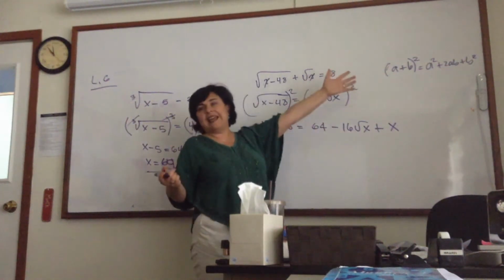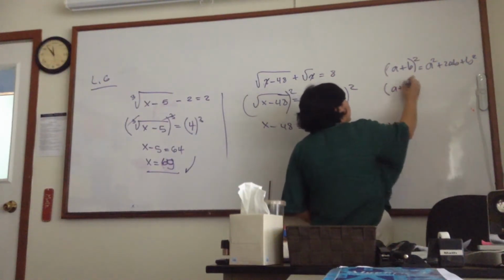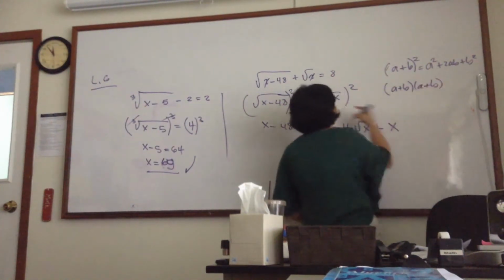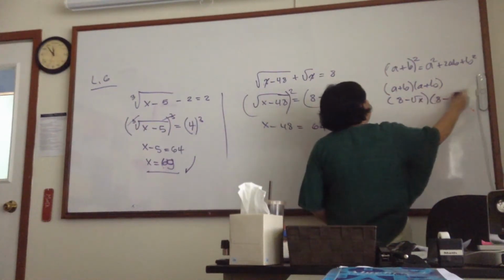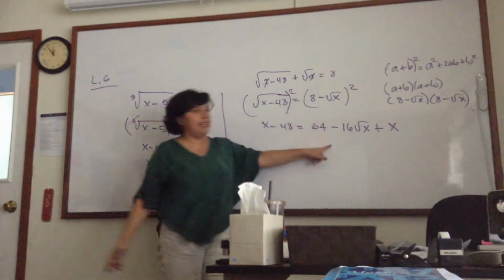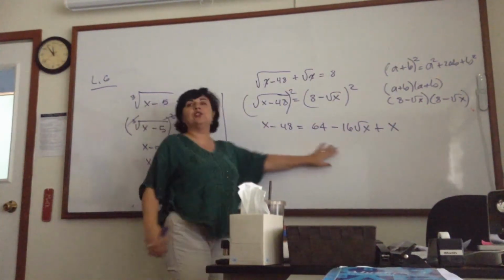Or if you don't get that and you don't want to memorize that, then by all means go ahead and do a plus b times a plus b, which in this case is 8 minus square root of x times 8 minus square root of x. And you will arrive at this. That's how I know. And from here on, what do you have to do?